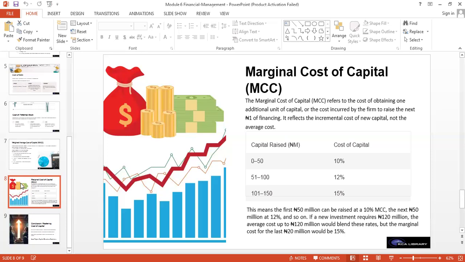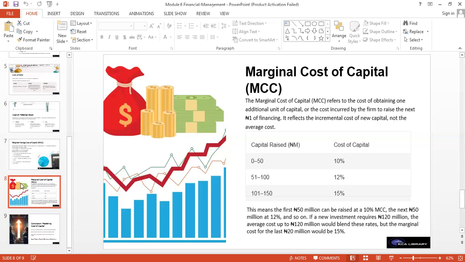And you can see from the table, we have capital raised in millions from 0 to 50, having a cost of capital of 10%, 51 to 100 million having 12% cost of capital, and 101 to 150 million having a cost of capital of 15%. To explain this, it means that the first 50 million can be raised at a 10% marginal cost of capital.